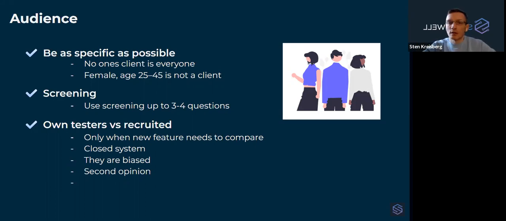You can always ask it in screening questions. For example, are you a pet owner? So if I'm doing an e-shop for pets, then I want to know whether my client is a pet owner, and I can ask it in screening questions.